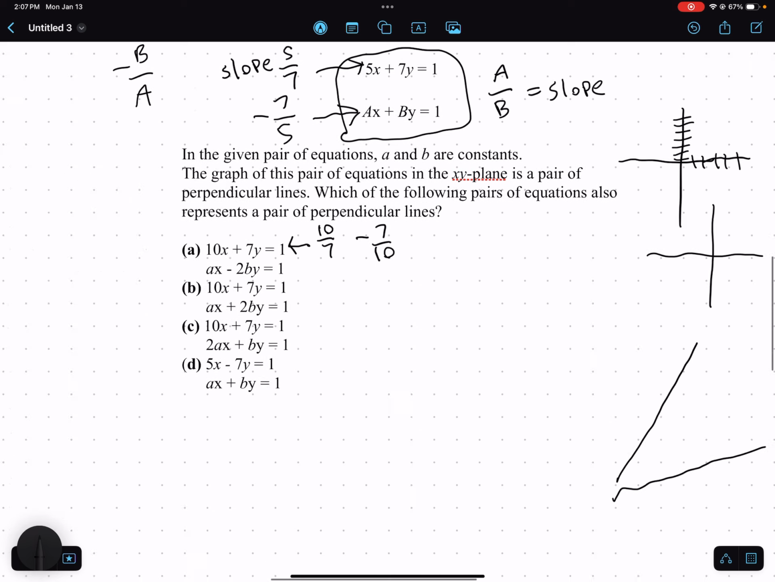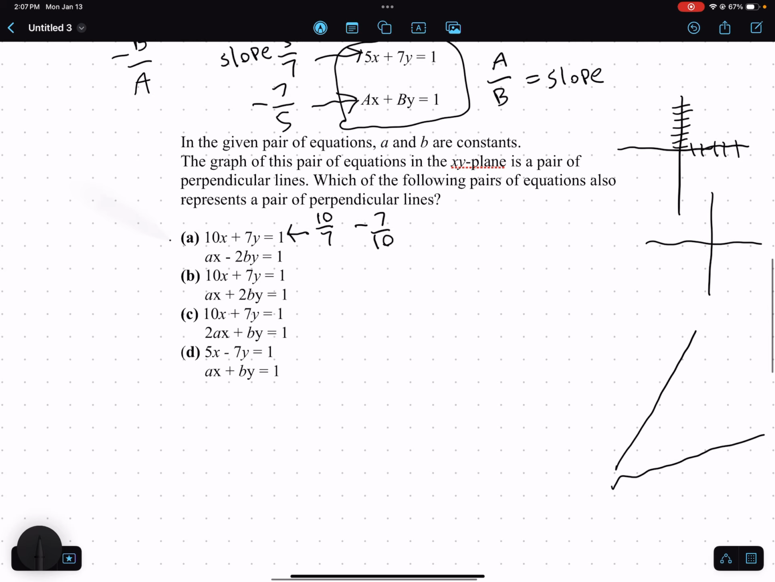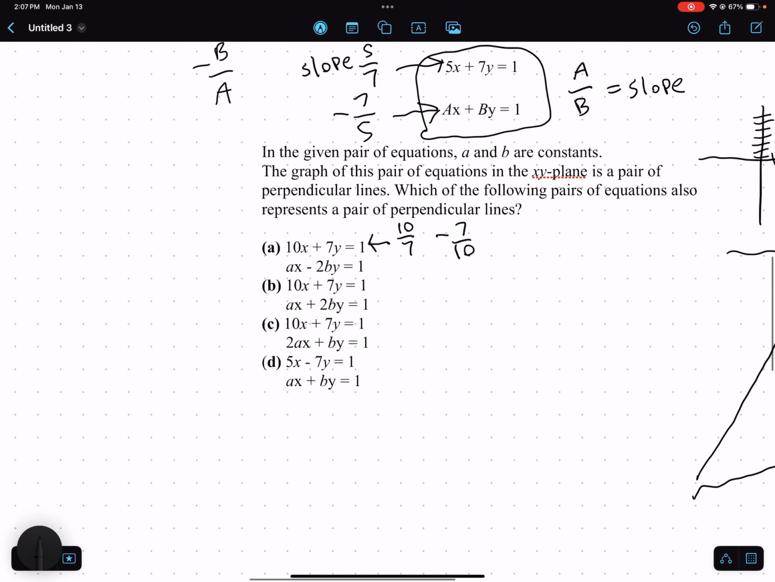For this first equation, we're going to put it over here to the left. I'm going to begin writing. Our A is negative 7, so we have negative 7x. And then our B is 5, so minus 5 times 2, that's minus 10, so minus 10y equals 1. However, our slope there is going to be negative 7 over negative 10, which is 7 over 10, because when we have a negative and a negative in the numerator and the denominator, it becomes a positive. And 7 over 10 is not negative 7 over 10. So the answer cannot be choice A.